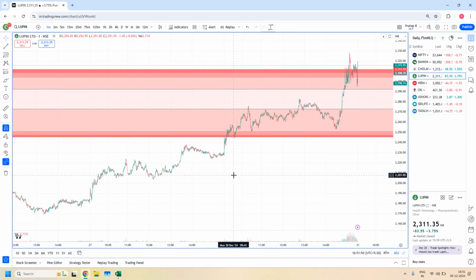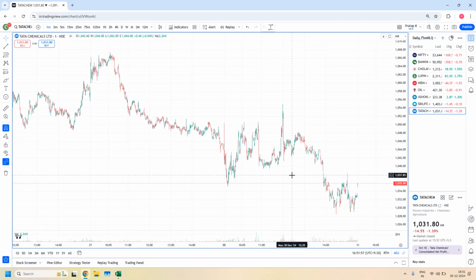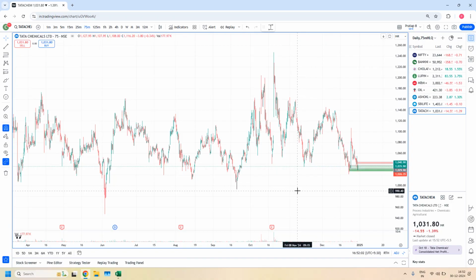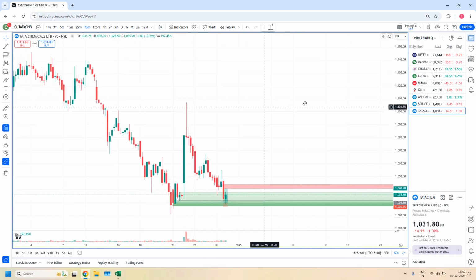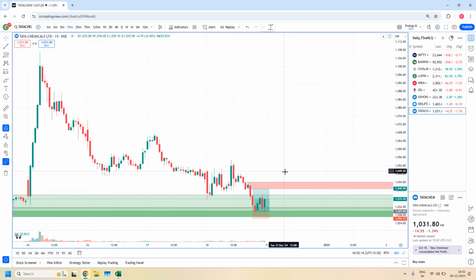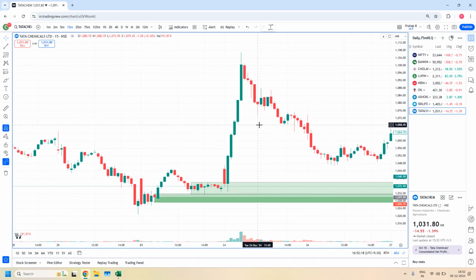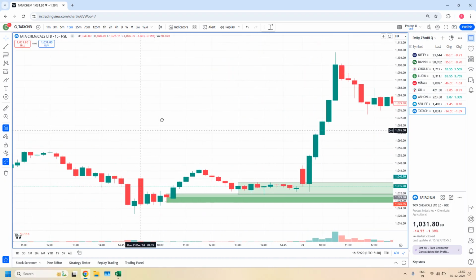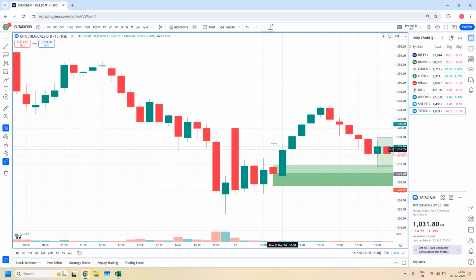So what is the other stock that we got profit from but we didn't consider? That is Tata Chemicals. This is also a 75 minutes high liquidity demand zone. This is a drop base rally. This drop base rally has a 15-minute zone as a horizon. See here. This 15-minute zone as a horizon.